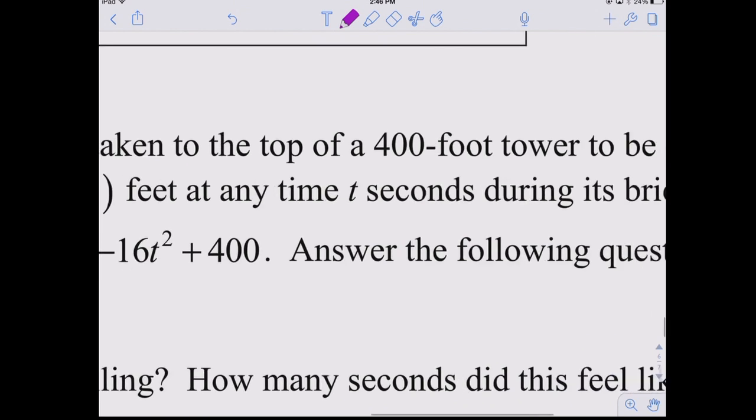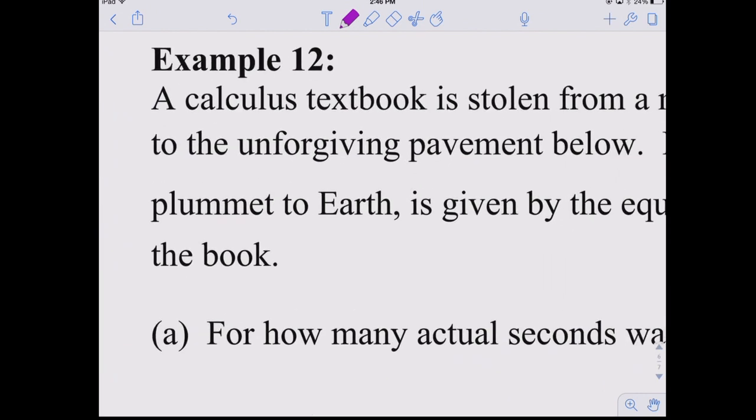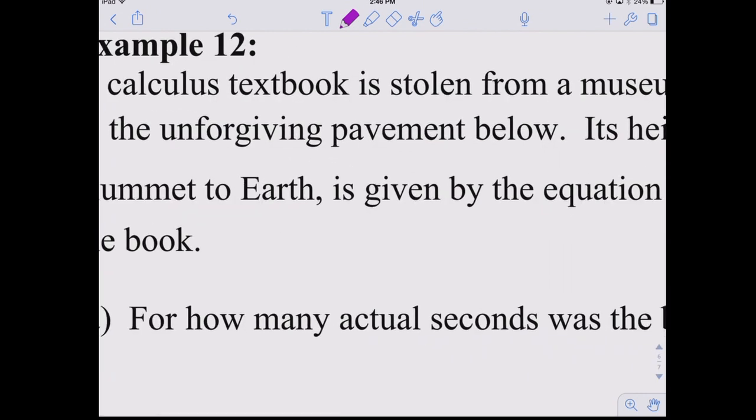I don't know. And they stole the tower and the book so they could drop. They don't drop the tower from the book. That wouldn't hurt the tower. They're dropping the book from the tower, right, to the unforgiving pavement below.